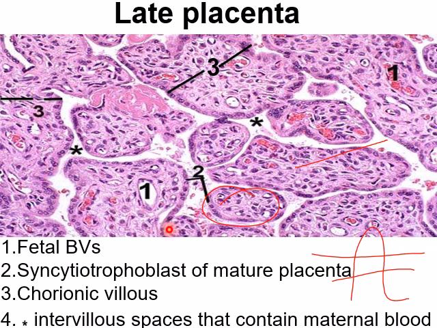Late placenta. 1 blood vessel, 2 syncytiotrophoblast, 3 chorionic villi, and 4 the intervillous tissue of the mother.